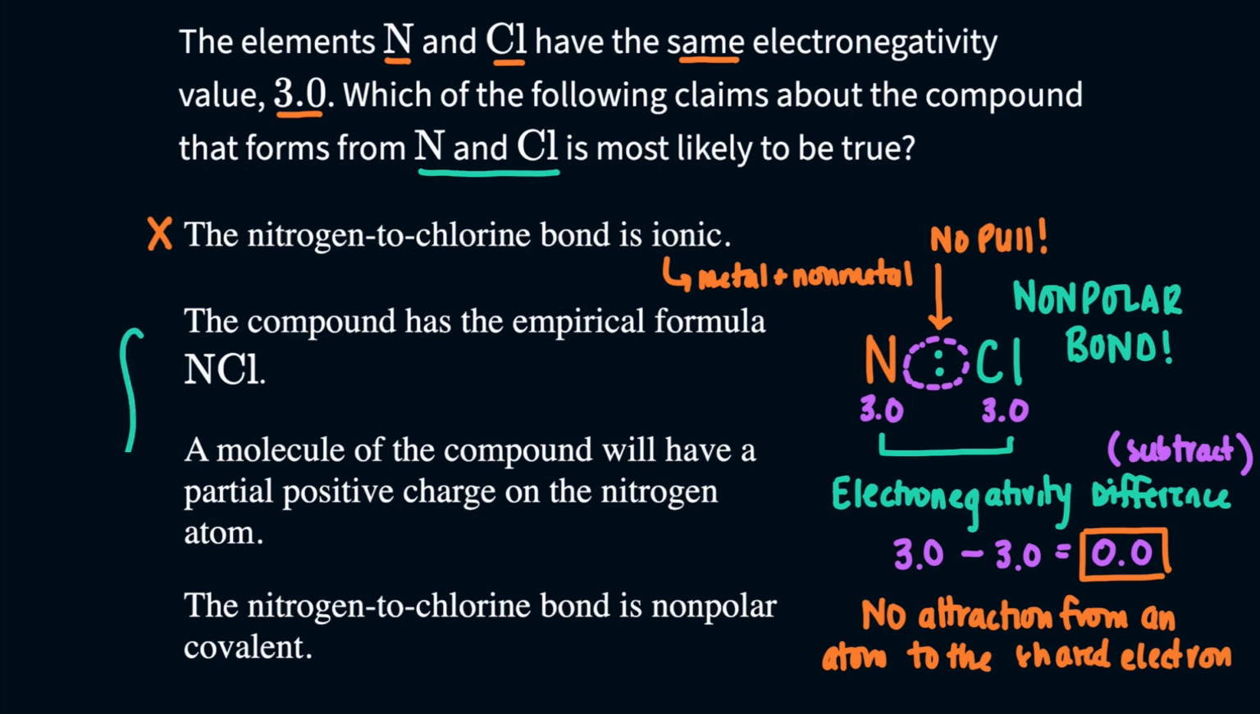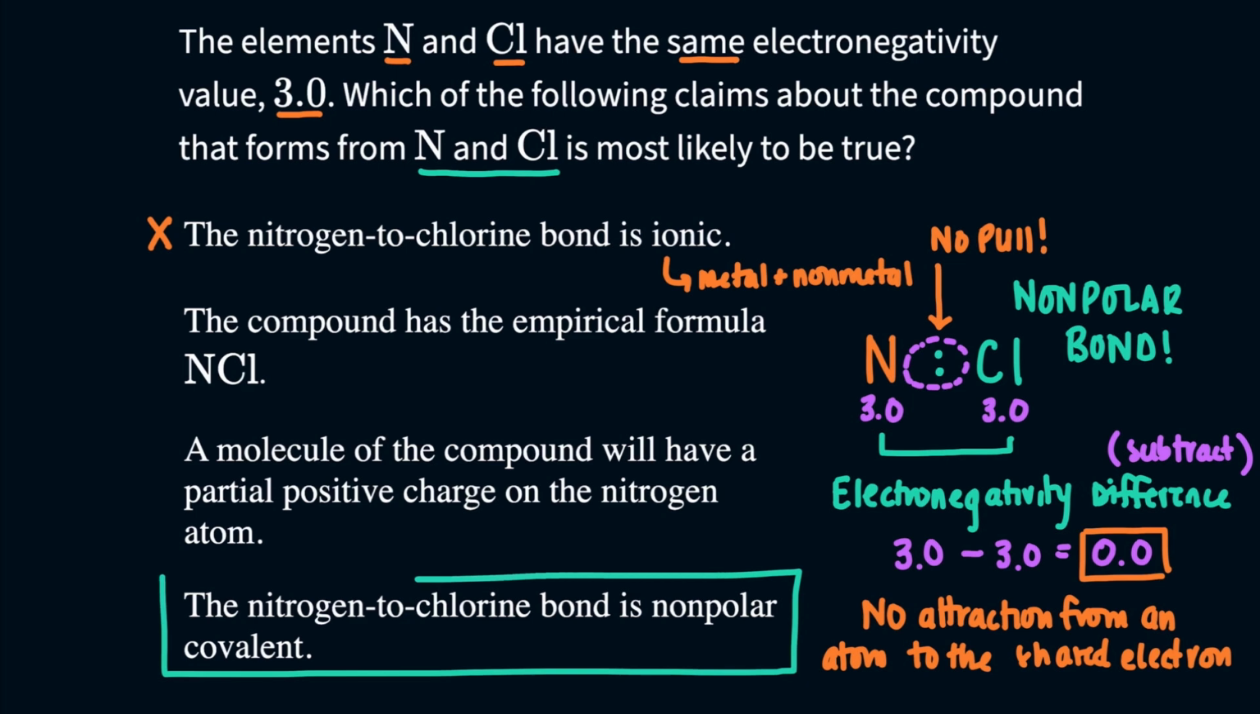So let's see if any one of these talks about being nonpolar. And I think there is one. It's the last one: the nitrogen to chlorine bond is nonpolar covalent. Covalent, by the way, just means that you have a nonmetal plus a nonmetal. And in this case, we definitely do have that, right? Nitrogen and chlorine are both nonmetals, so it falls into the category.